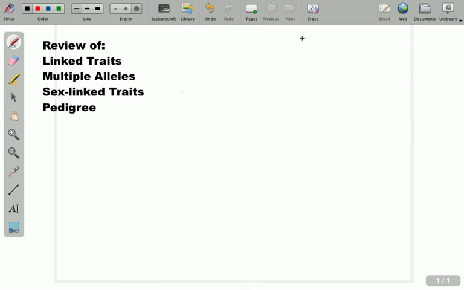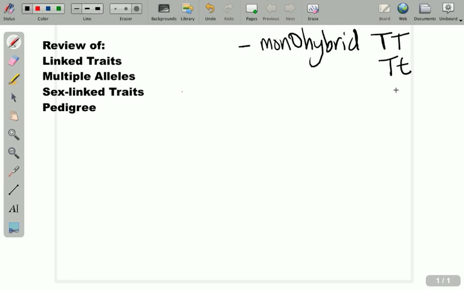Another thing, really quick. This is not related to this. People keep asking me in class, what's a monohybrid? What's a monohybrid, Mr. Gonzalez? Monohybrid. We said we're covering three types of inheritance. Monohybrid is your regular tall plant, short plant. This is Mendel's regular dominance, where these guys are tall and this guy's short.